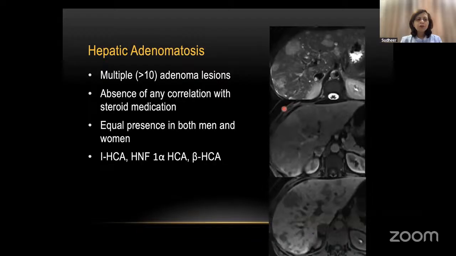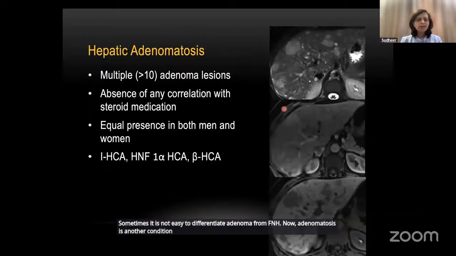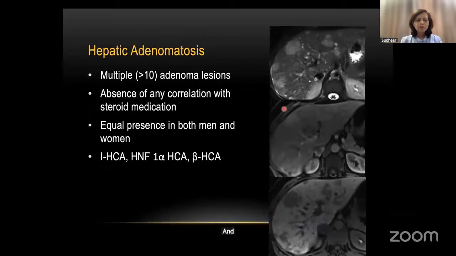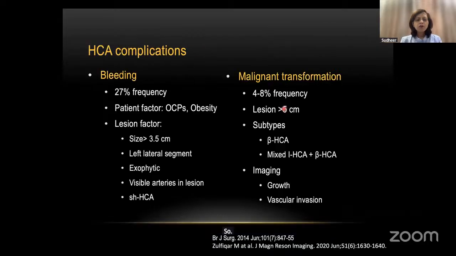Now, adenomatosis is another condition, which is not just like multiple adenomas. Rather, it is a condition which is not associated with steroid medication or any gender predilection. And the adenomas which are present in this condition are inflammatory, HNF1 alpha or beta-catenin types. So why is there so much fuss about characterizing adenoma from FNH?